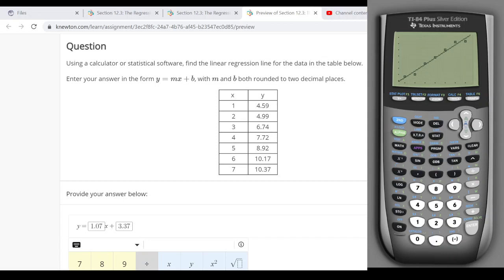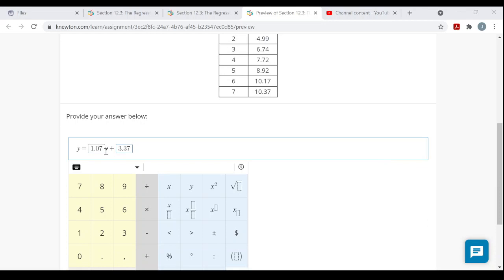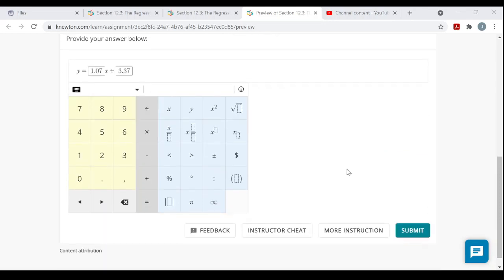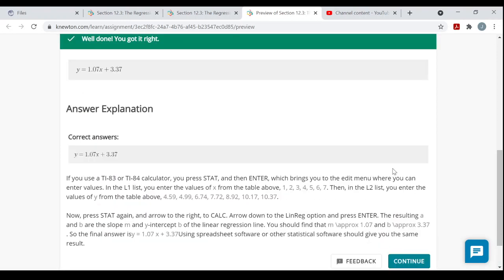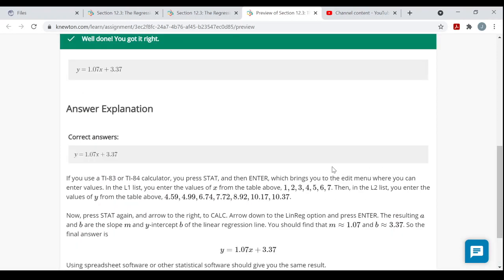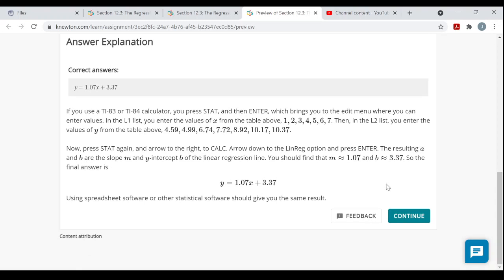Okay. All right, but that's all we were asked for. It's just the slope and the y-intercept of the regression equation, the line of best fit, rounded to 2 decimal places. Great. All right, and I believe that will be all for that.